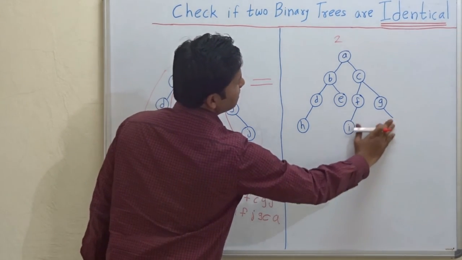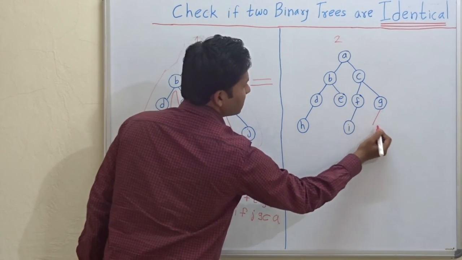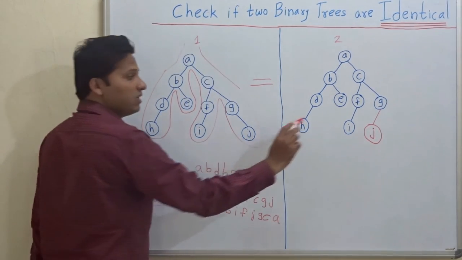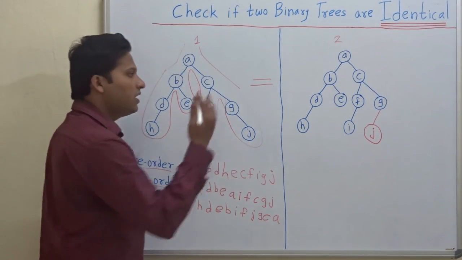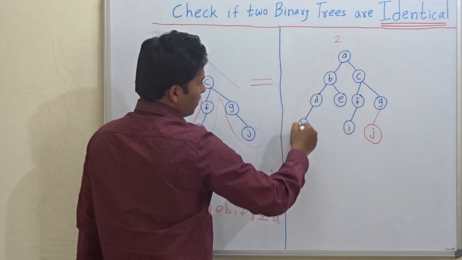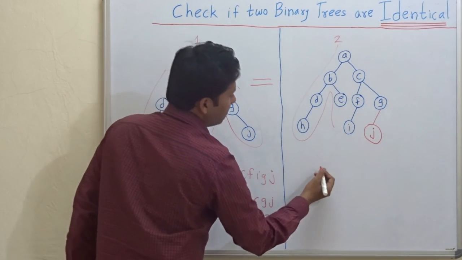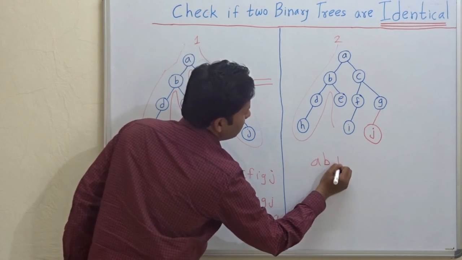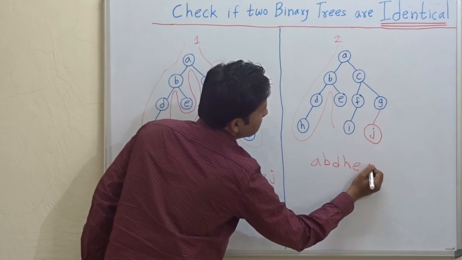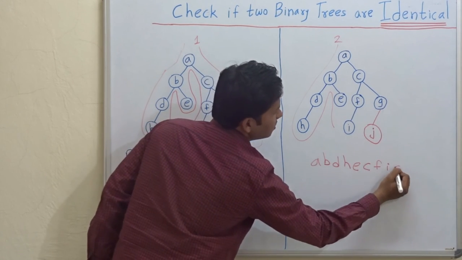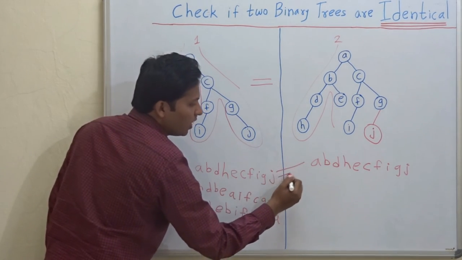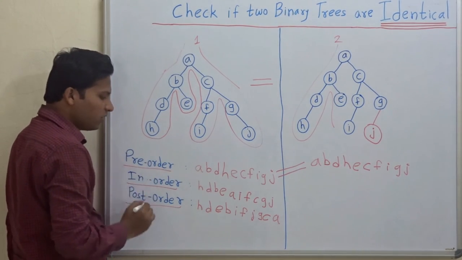So I will just change this child and I will make it the left child. See, here it is the right child, but here I have made it the left child. Let's see what is the change in the traversal. First, preorder traversal is A, B, D, H, then E, then C, F, I, G, J. Check. A, B, D, H, E, C, F, I, G, J. These two are same. But remember, all the three traversals should be same.